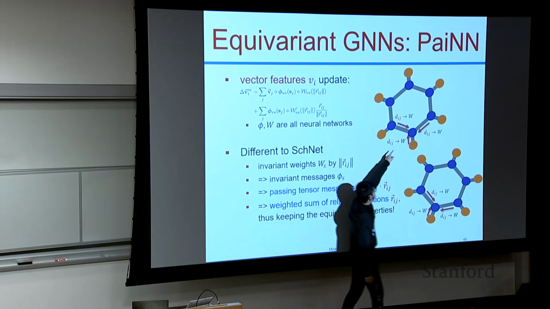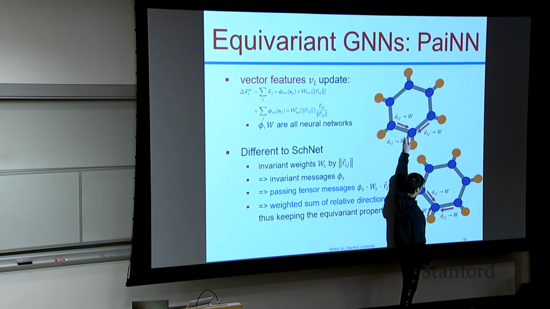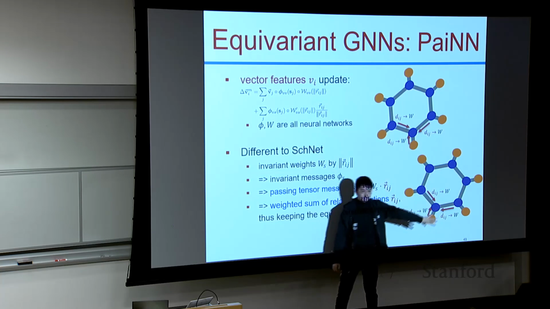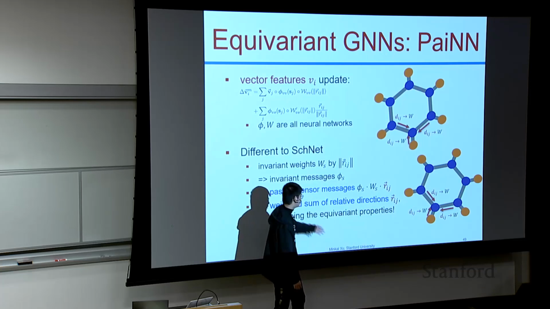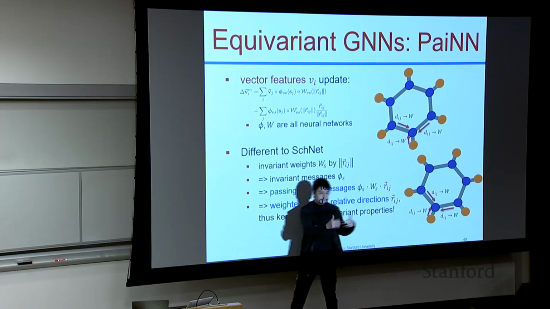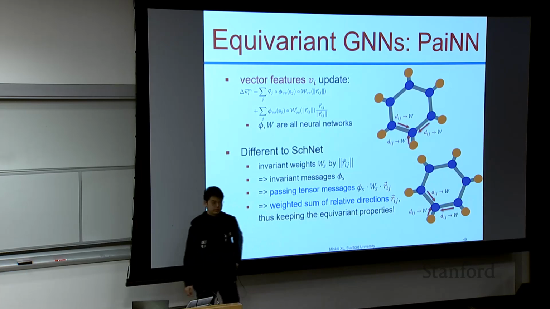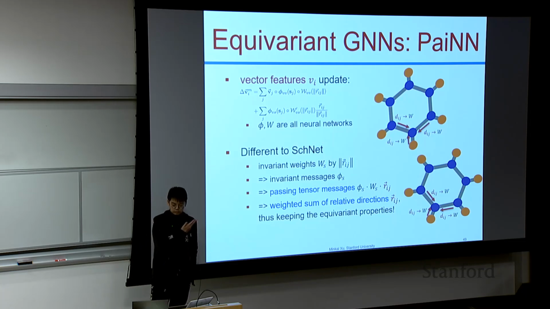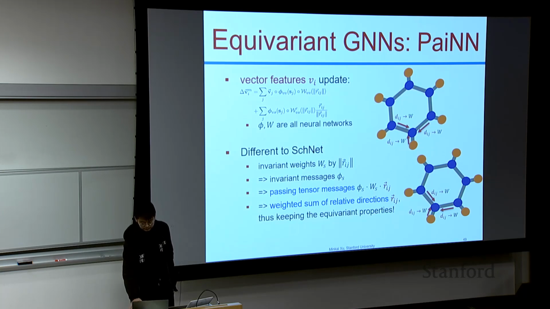So here the relative direction is like this direction, but after you rotate, it will change together. And all the relative directions will change together. So naturally, a weighted sum of all the relative directions will change together. So I call it a rotation equivariant feature. So this is their way to learn the equivariant feature.